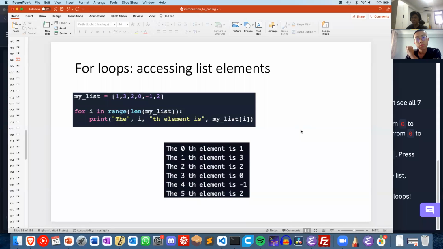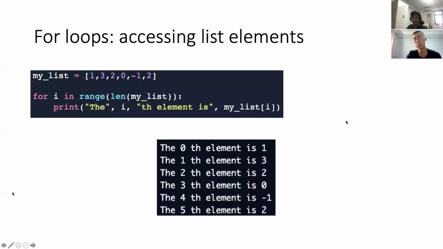I'll show you some other things that for loops can do, but don't worry, we won't be covering them in detail. If you want to access list elements, you can use the for loop and put range length my list. The length of my list automatically calculates the length of the list you're trying to access. As a result, your variable i varies according to the length of the list, always going from 0 to the length of the list minus 1. And in so doing, when you put my list square bracket i, you're accessing the indices of all the elements in the list sequentially.